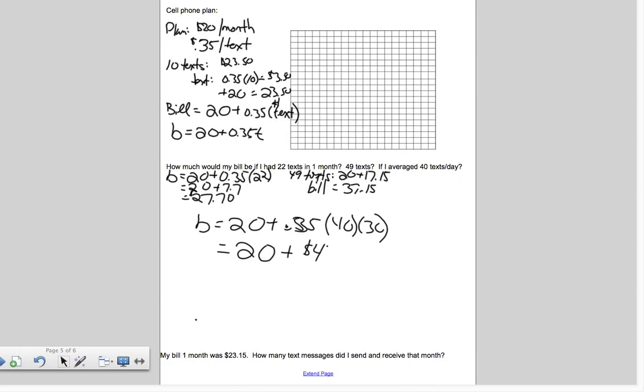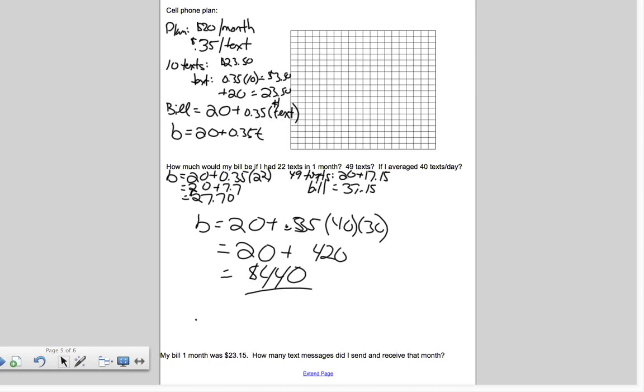$420? No. Why are we talking about 440, actually? That's a day. They get 40 texts a day. How many days in a month? Roughly around 30. So I'm paying $440 for this bill. Wow, that's a lot of money. Well, because the bill is a monthly bill, right?